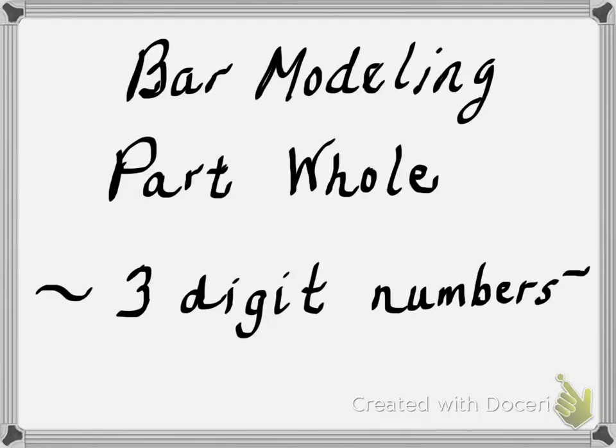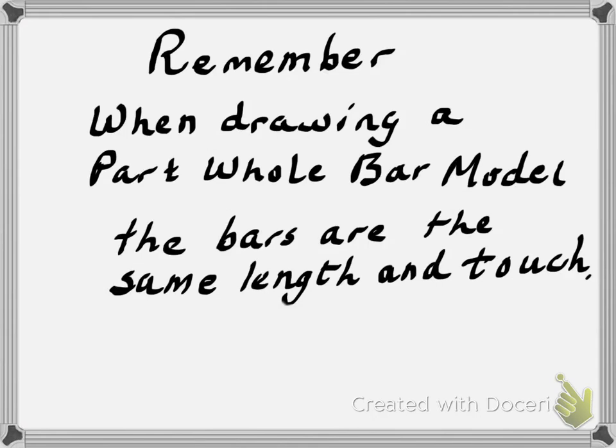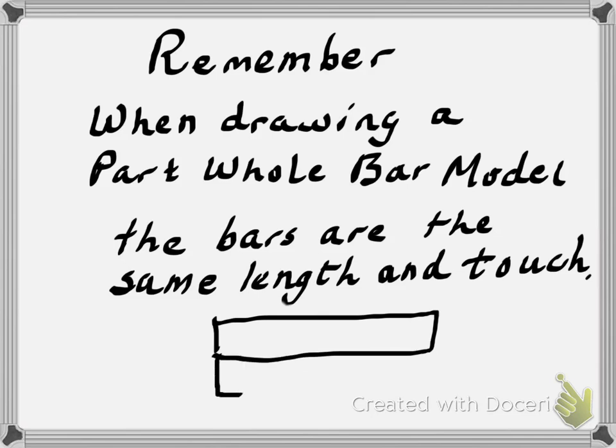Today's lesson will be on bar modeling. We will be doing part-whole bar models with up to 3-digit numbers. Remember, when drawing a part-whole bar model, the bars are the same length and touch. The top bar will represent the whole, and the bottom bar will represent the parts. There may be more than 2, sometimes there could be 3 or more.